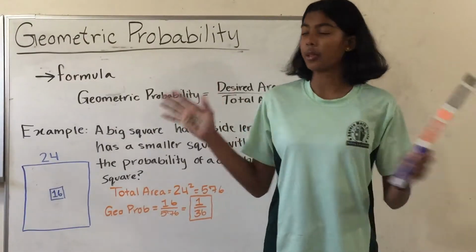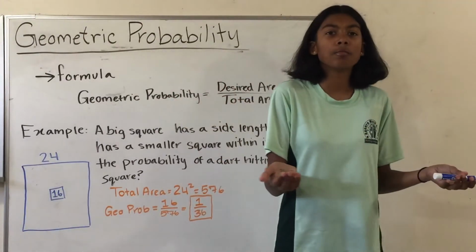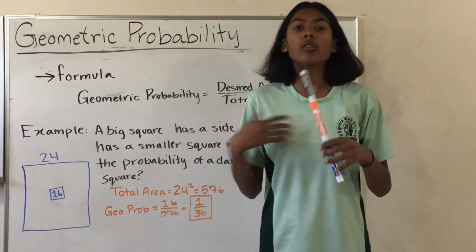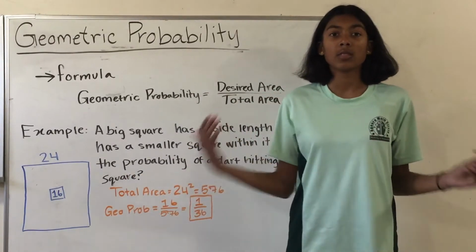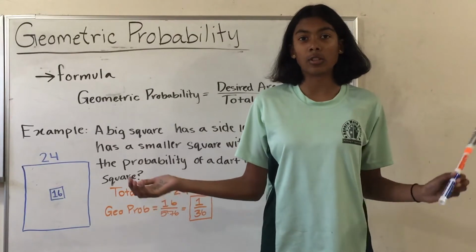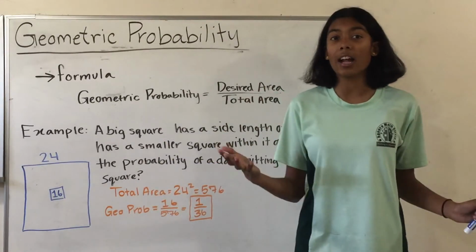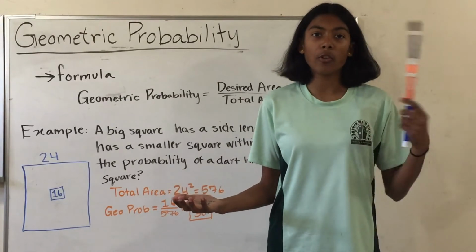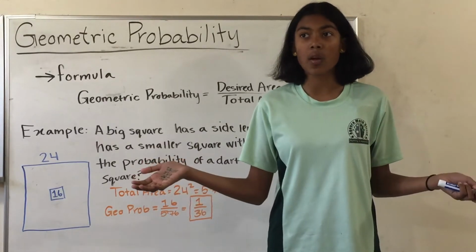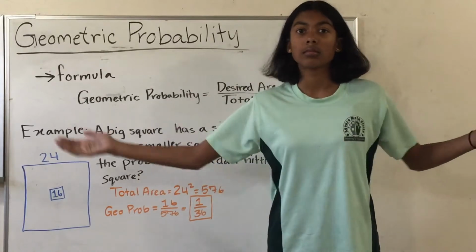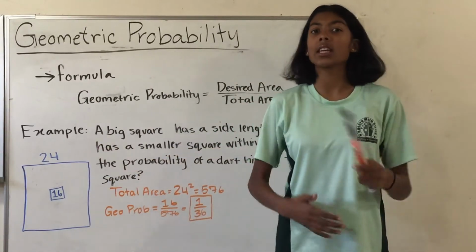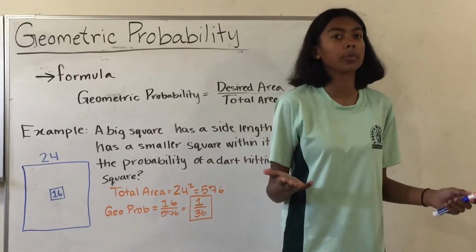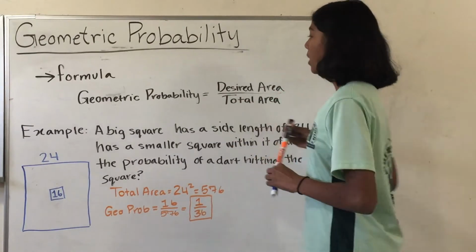So continuing on with geometric probability, let's look at what our formula is. The formula is similar to the normal probability formula. It's basically the desired area over total area. The only difference is that before, it's just the desired number of events over the total number of events. This is area because it's geometry. So let's try an example.